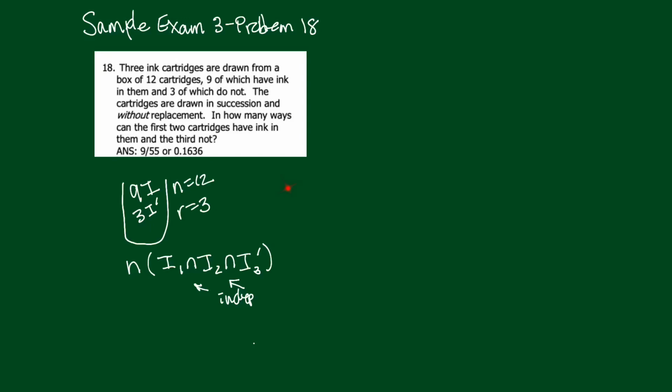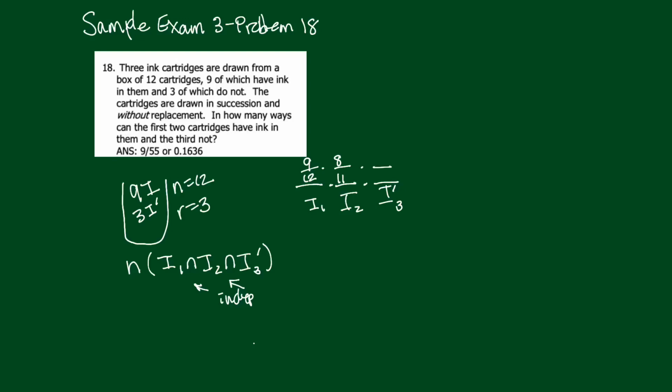So here's how I'm going to write this. I've got the first having ink times the second having ink times the third not having ink. And what's the probability that the first one has ink? Well, there's 12 cartridges in here, and 9 of them have ink, so 9 12ths times. Now, there's 11 cartridges left because we've already taken one and we're not replacing it. And how many of those have ink? Well, the first one we got has ink, so there's only 8 out of 11 left.